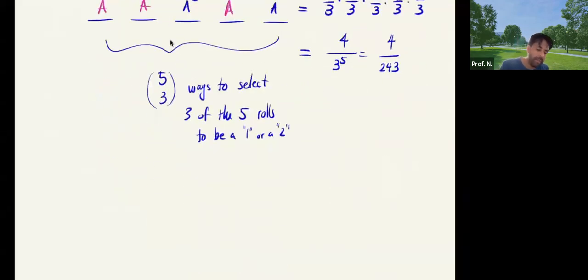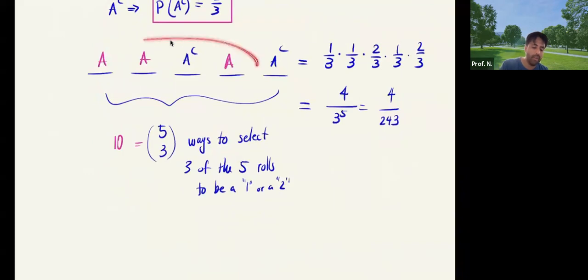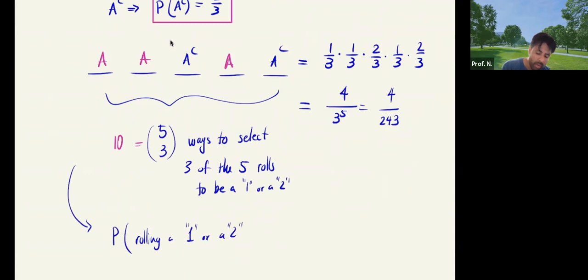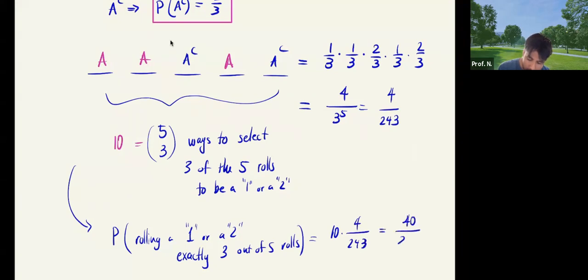So 5 choose 3 is what? I believe it's 10, isn't it? 5 times 4, it's 10. There's 10 of these. I can rearrange this 10 different ways. So what's the total probability then? The probability of rolling a 1 or a 2 exactly 3 out of 5 rolls is 10 multiplied by 4 over 243, which is 40 out of 243.